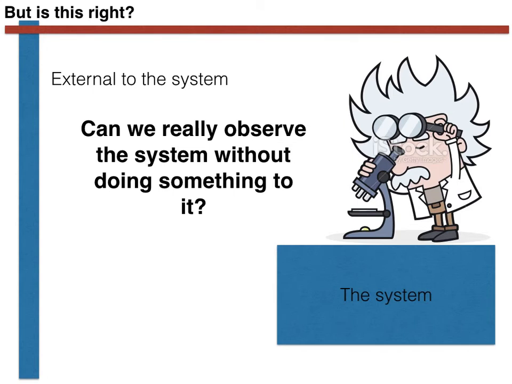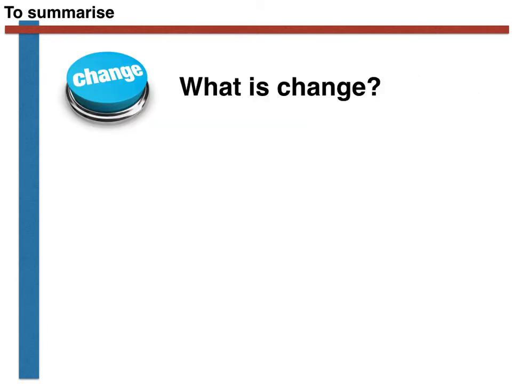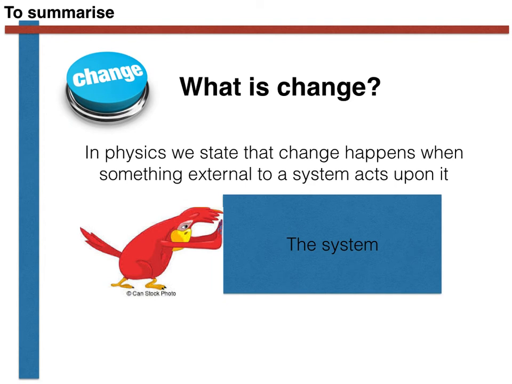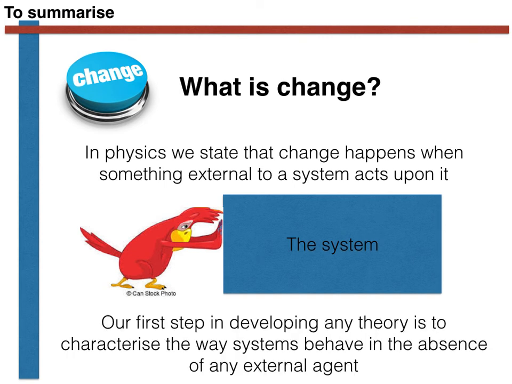These rather deep philosophical questions aside, let's finish by summarizing the key points from this video. Physics is our attempt to answer an ancient question on the nature of change. In physics, we state that change happens when something external to the system acts upon it. Our first step in developing any physical theory is thus to characterize the way the system behaves in the absence of an external agent. In Newtonian physics, this is done by asserting that a body remains at rest or travelling at a constant speed unless it is acted upon by an external force.